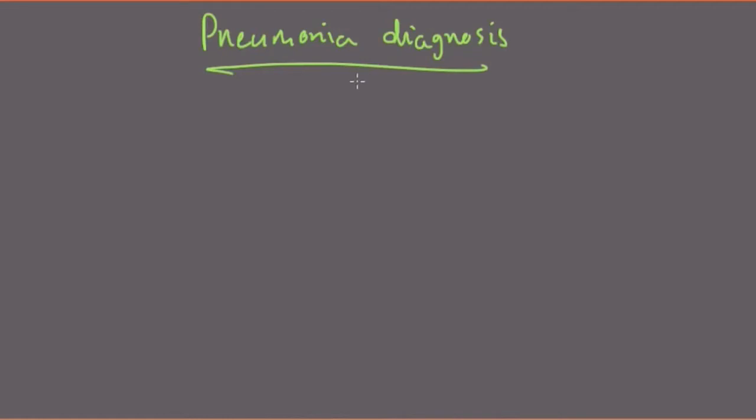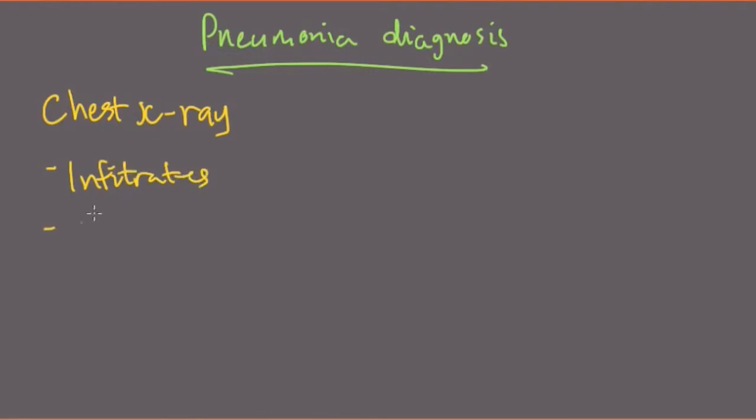So how is pneumonia diagnosed? Well, the gold standard for pneumonia diagnosis is the chest x-ray. It's a simple test that can be done at the bedside, and what we see on chest x-ray that indicates pneumonia are infiltrates and consolidations. Both of these just mean that on the x-ray, the clinician is able to see a collection of fluid and other products in the lungs that wouldn't be there in a healthy lung.